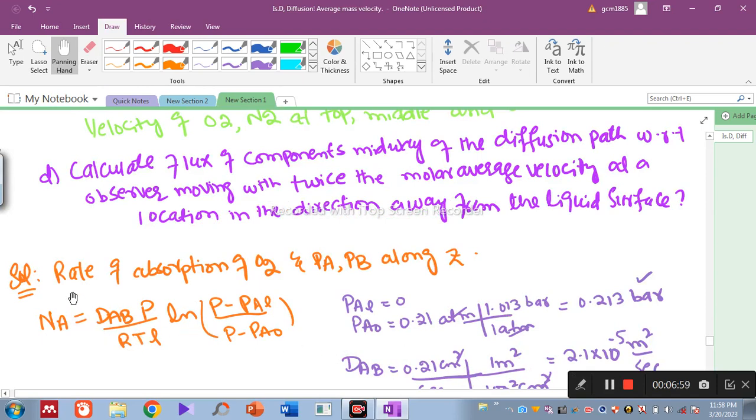So calculate the flux of component A midway along the diffusion path. Now the rate of absorption of oxygen and the partial pressure of oxygen and nitrogen along the diffusion path. This is part A.